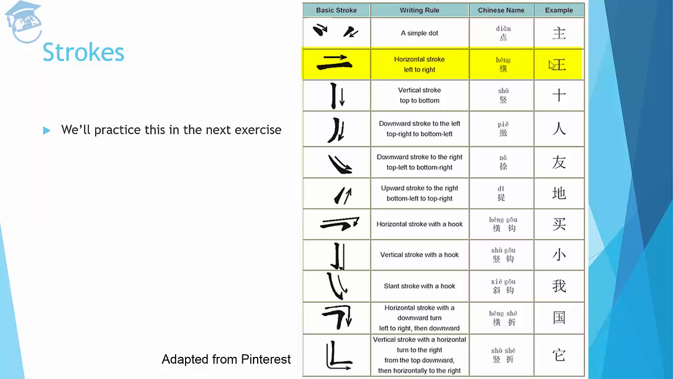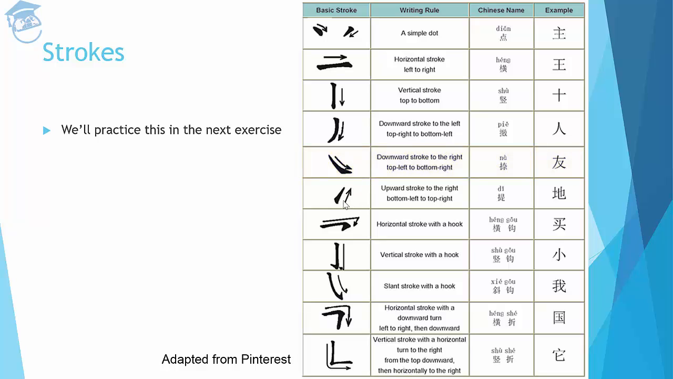So you can see there are lots of horizontal strokes from left to right here. The next one we have is the vertical stroke, which goes from top to bottom, and then the downward stroke from top right to bottom left. So the example is from top right to bottom left here. And then we have from top left to bottom right. So one example is right here, from top left to bottom right.